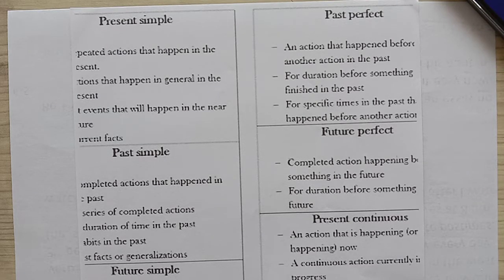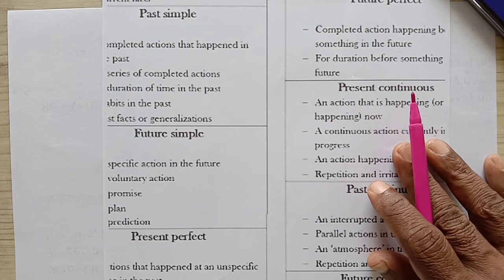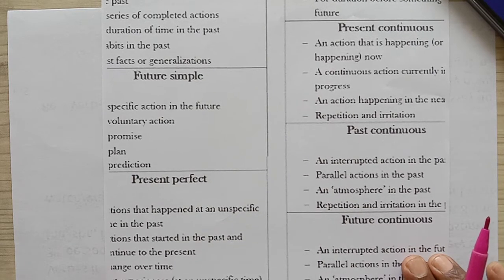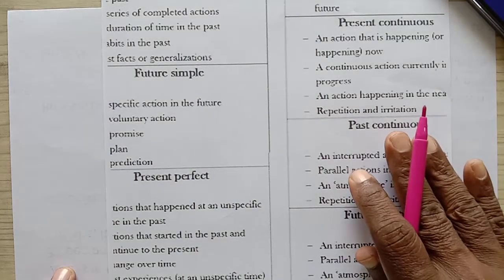Then we have present perfect tense: actions that happened at an unspecific time in the past, actions that started in the past and continue to the present, and experiences of an unspecific time.